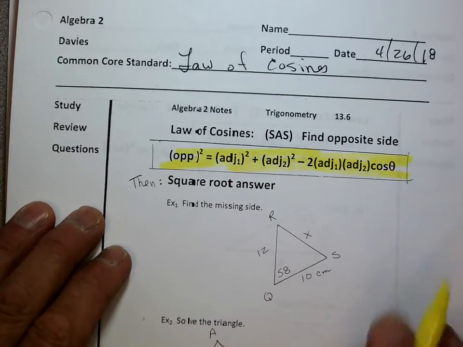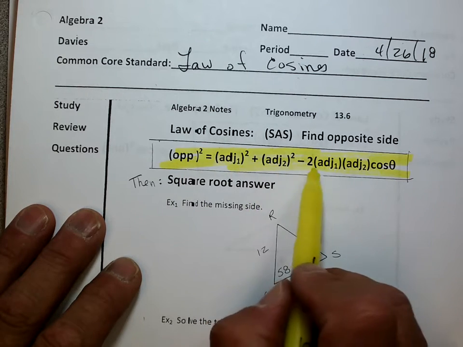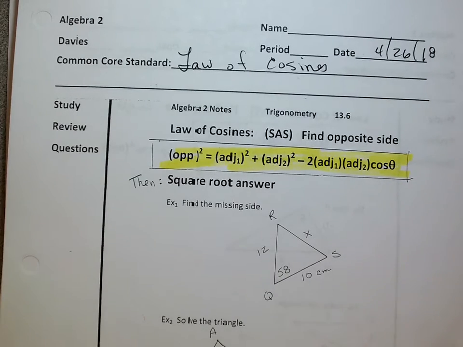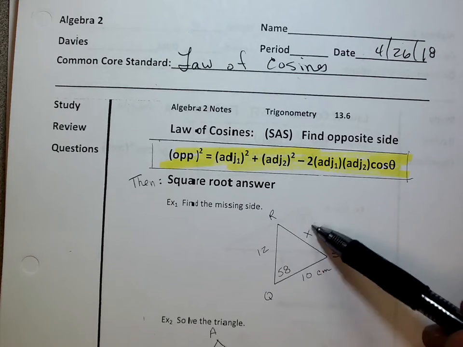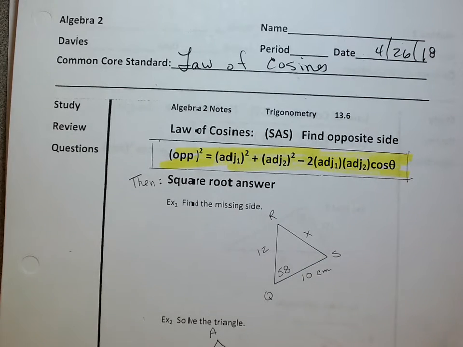There it is. So we have the opposite squared is equal to the adjacent squared plus the other adjacent squared minus 2 times the adjacent times the other adjacent times the cosine of theta, okay? And again, you do not have a pair of opposites. In fact, if I look at example 1, we don't have a pair of opposites, right? So the law of sines won't work, so we have to shift to the law of cosines.